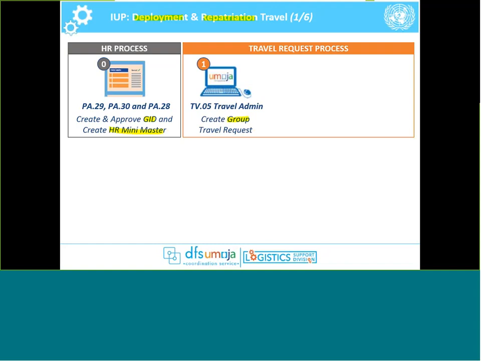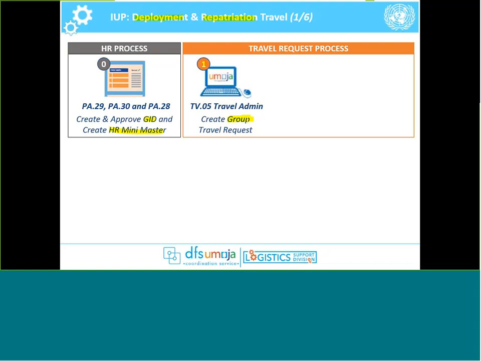So the travel administrator, let's say that they need to travel 10 uniformed personnel that are traveling using the same itinerary with the same baggage entitlements and so on. The travel administrator, instead of creating one travel request for each uniformed personnel, will be able to create one unique group travel request and include in that travel request the entire group of IUPs.